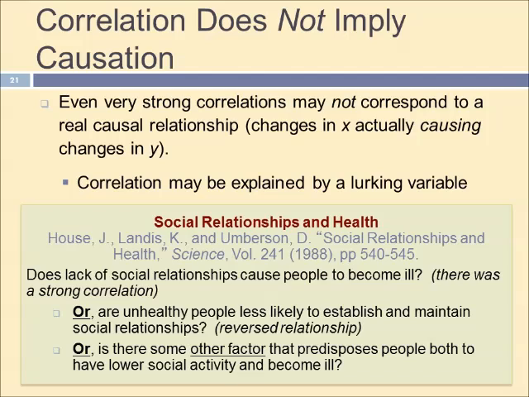that looked into the question, does the lack of social relationship cause people to become ill? And in this study, there was a very strong correlation. Well, is it the other way around, that unhealthy people are less likely to establish and maintain social relationships? So in other words, the relationship is reversed. Or is there some other factor that predisposes people to having both lower social activity and becoming ill?